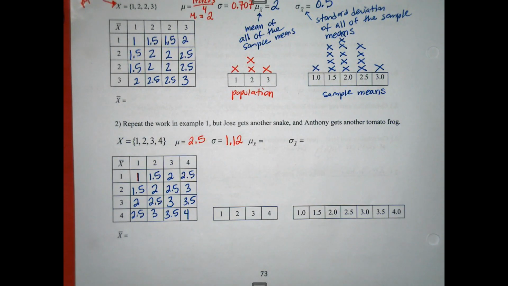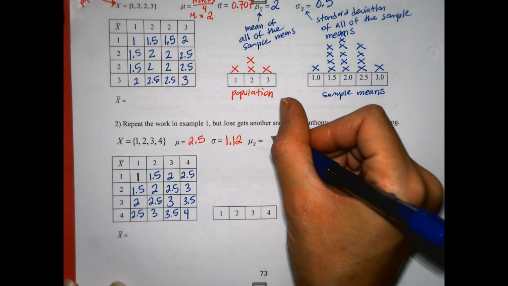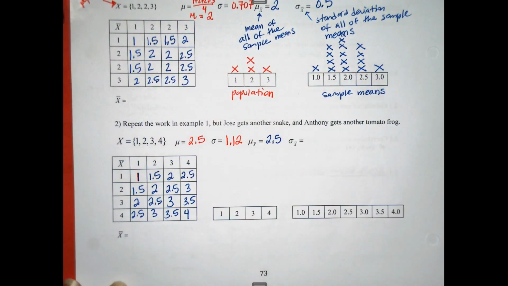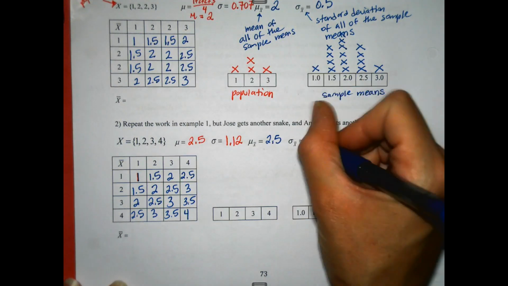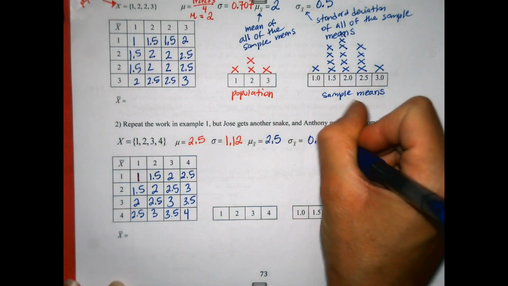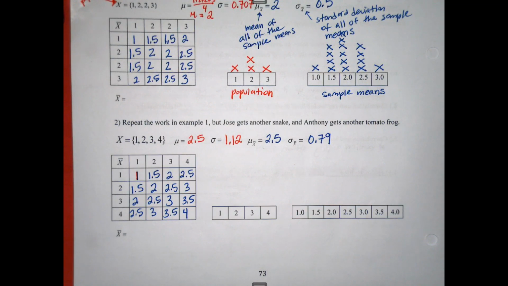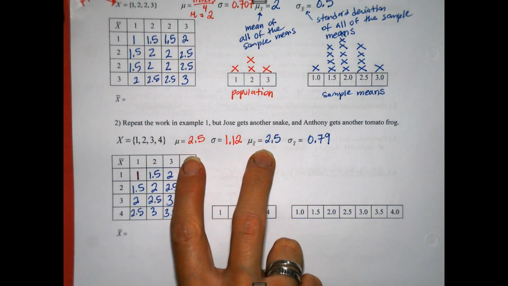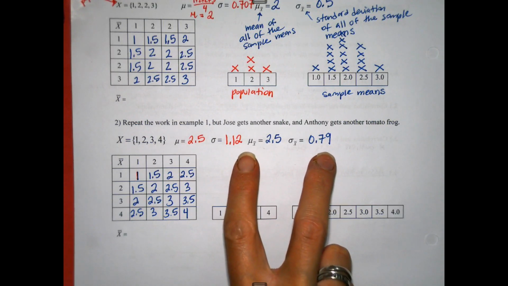If we were to add up all of those means and divide by 16, we would find the mean of all of the sample means, which is 2.5. And then if we used a calculator, we could find the standard deviation. The standard deviation is 0.79. So if you notice the mean again, the means are equal, but the standard deviations are not.